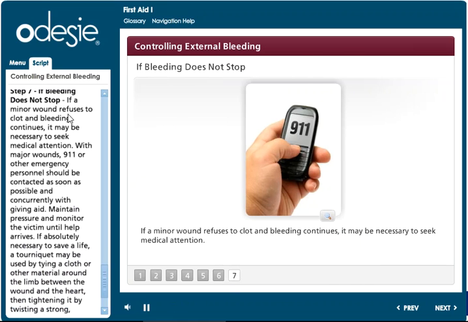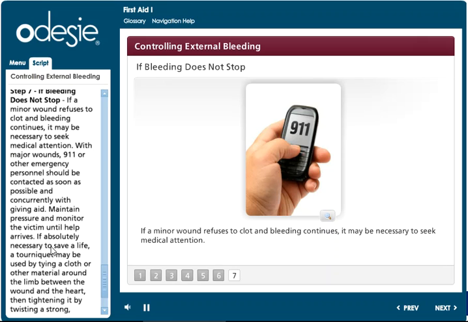If a minor wound refuses to clot and bleeding continues, it may be necessary to seek medical attention. With major wounds, 911 or other emergency personnel should be contacted as soon as possible and concurrently with giving aid. Maintain pressure and monitor the victim until help arrives.